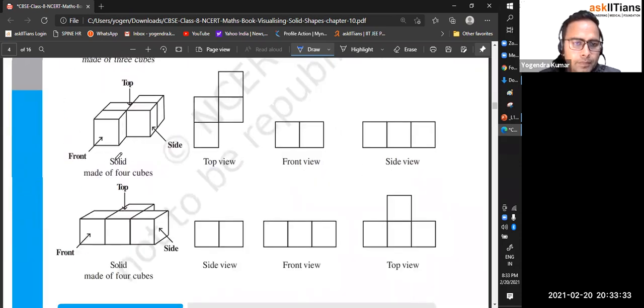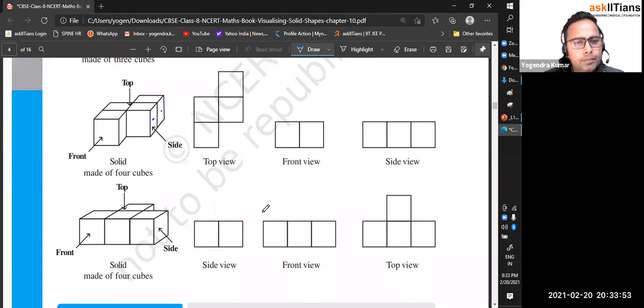Like that there. Now this is a solid made of 4 cubes. 4 cubes are there. So if you see the front view, this and this part will come. So that is your front view. You can see here. If you see the top view, it will be like this, right? Top view. Now what will the side view be? These 3 cubes like this.